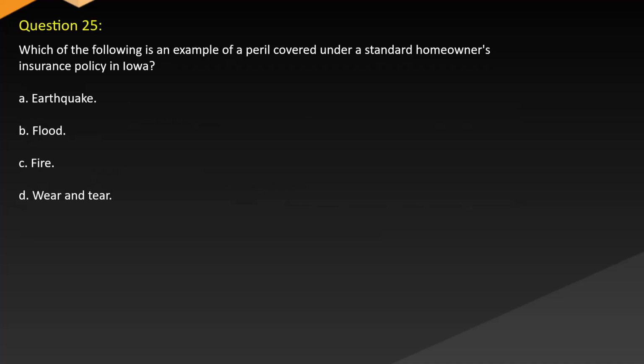Question 25. Which of the following is an example of a peril covered under a standard homeowner's insurance policy in Iowa? A. Earthquake. B. Flood. C. Fire. D. Wear and tear.